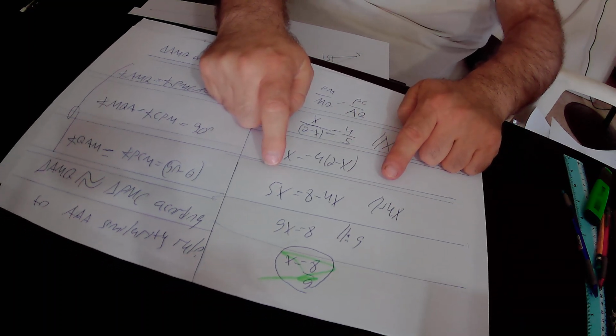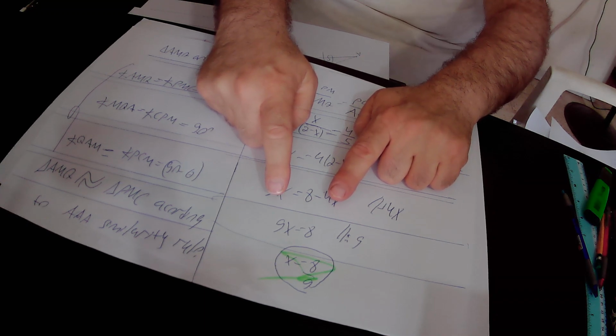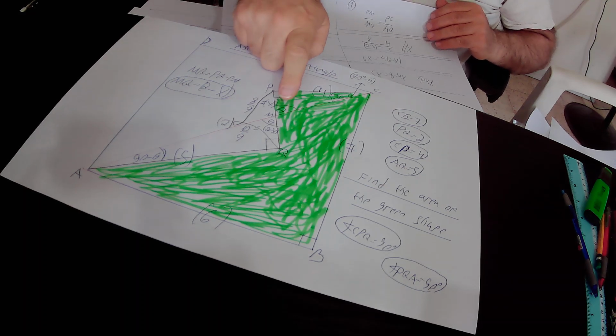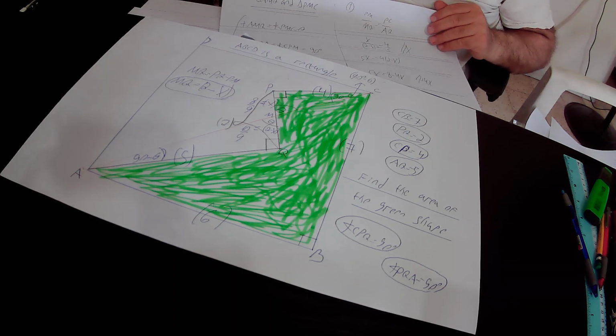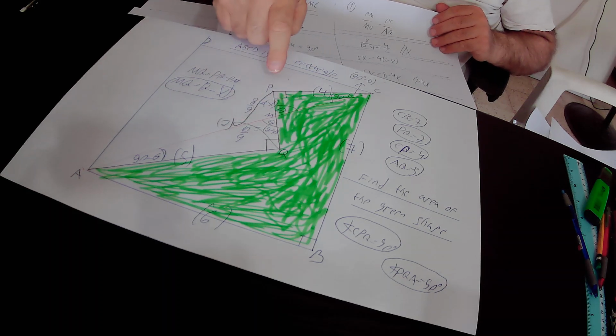Here we add 4x to both sides, so 5x plus 4x is 9x, so 9x equals 8. Dividing by 9, we find that x equals 8/9. PM is equal to x, which is 8/9. MQ equals 2 minus x. 2 is 18/9, so 2 minus x is 18/9 minus 8/9, that is 10/9. So MQ equals 10/9, and PM equals 8/9.